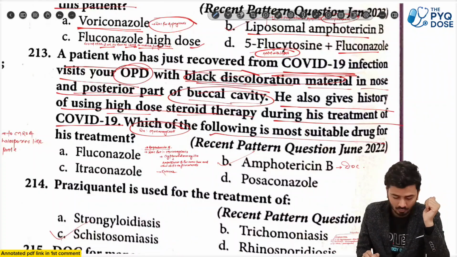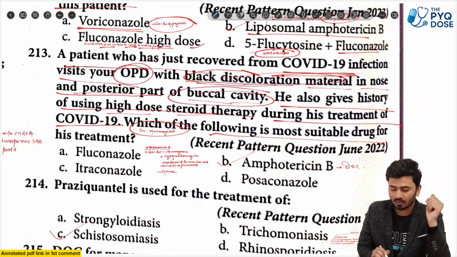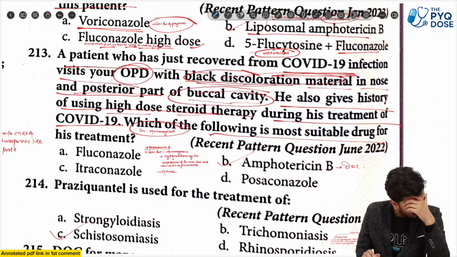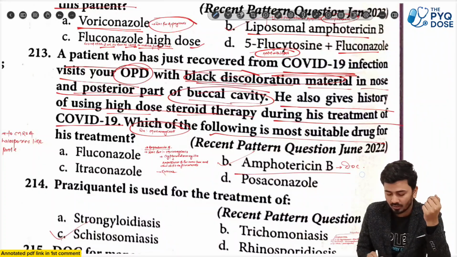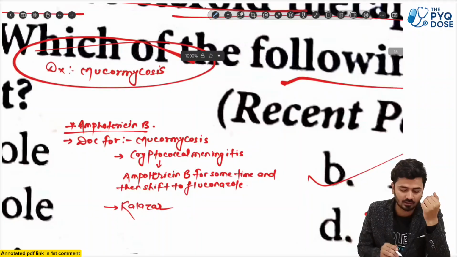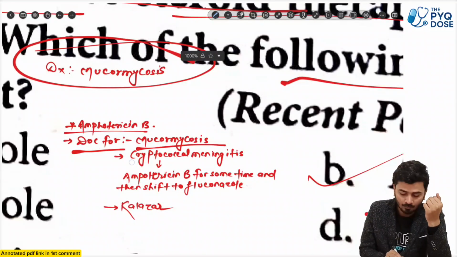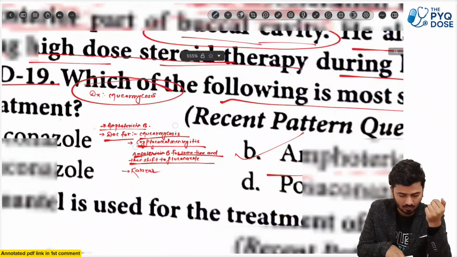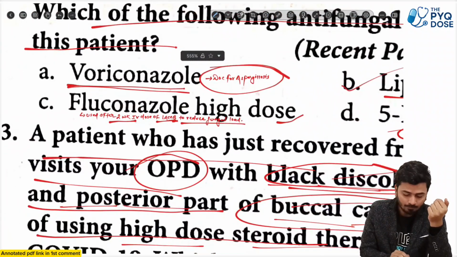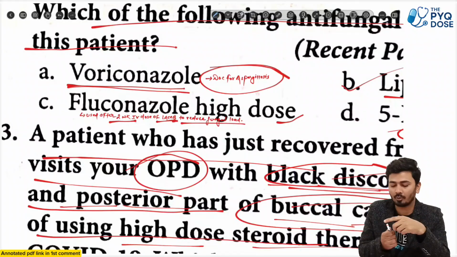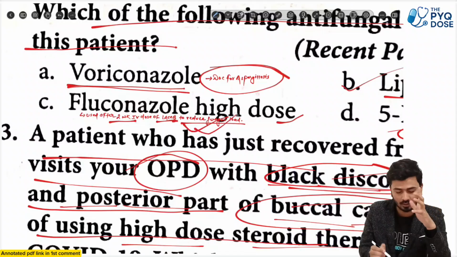Which of the following is most suitable drug for this treatment? Generally for this treatment, amphotericin B will be the drug of choice. Amphotericin B will be the drug of choice for mucormycosis and cryptococcal meningitis, as we just saw. Give amphotericin B for some time and then shift to fluconazole. We just talked about this: fluconazole is used after a 2-week IV dose of liposomal amphotericin B to reduce the fungal load.